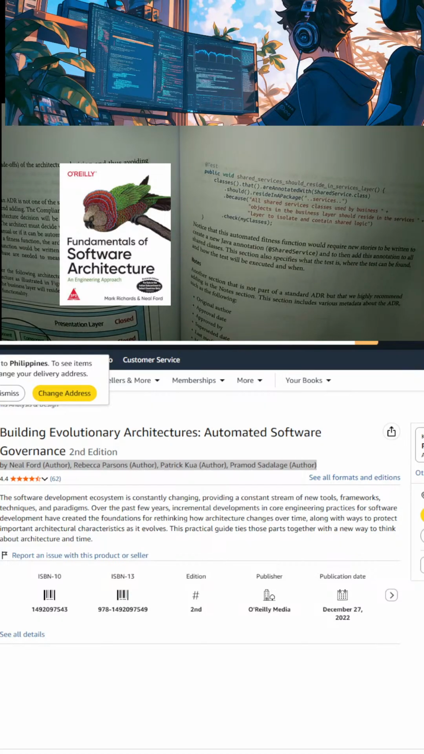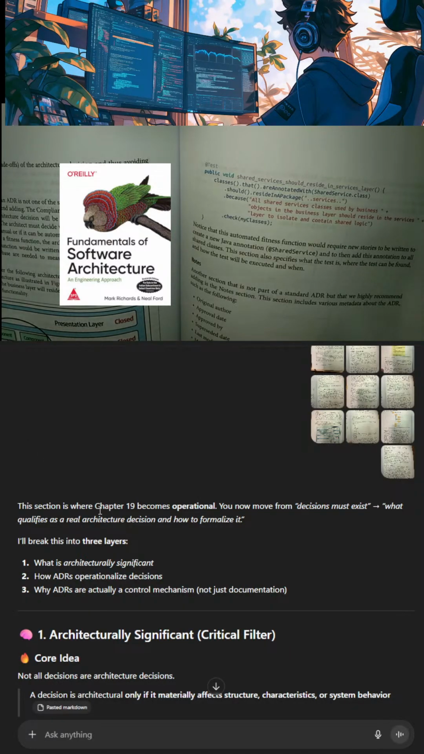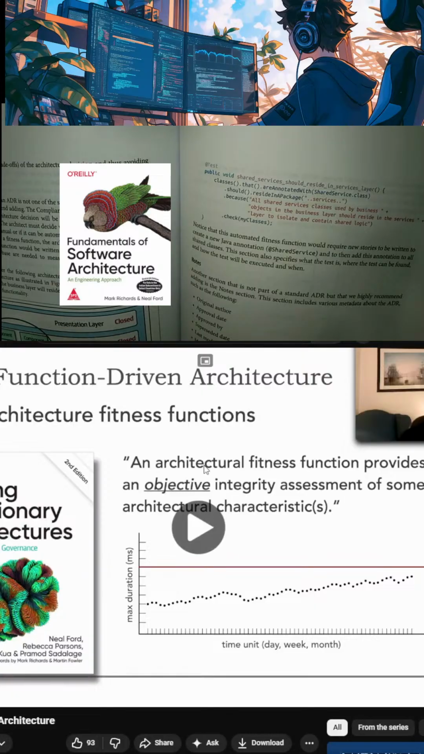Okay, let's go back. An architectural fitness function is some kind of objective integrity assessment of some sort of architectural characteristic. Effectively, it's a way of being able to test and validate your architecture.